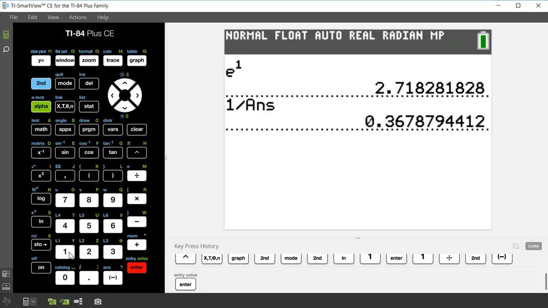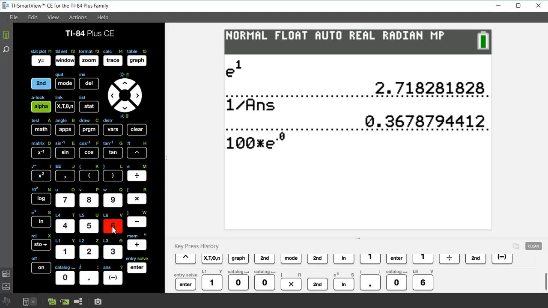So for this one, we have to basically just use the stored value of e, and that's going to be 0.06, but multiplied by 2.